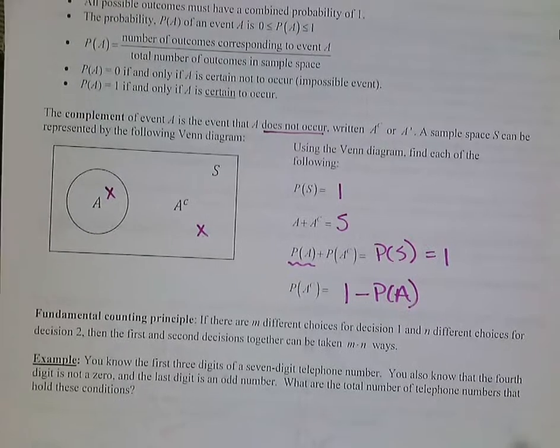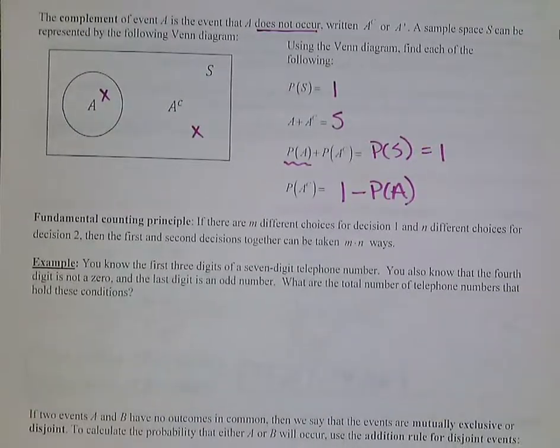Okay, so the fundamental counting principle was kind of what we were applying on that last example on the first page. The fundamental counting principle says that if there are m different choices for decision 1 and n different choices for decision 2, then the first and second decisions together can be taken m times n ways. So in other words, if event 1 can happen m ways and event 2 can happen n ways, then the combination of those would just be m times n.